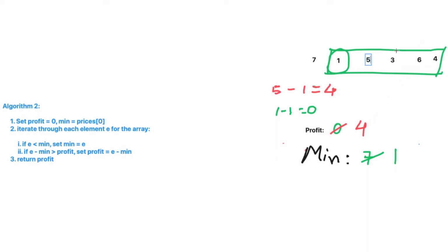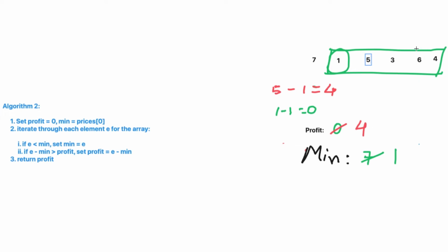Now we are at the next element, which is 3. Is 3 less than min? It is not less than min, so not updating min. But is 3 minus min, which is 2, is 2 greater than profit? It is not greater than profit, so we are not gonna update profit.